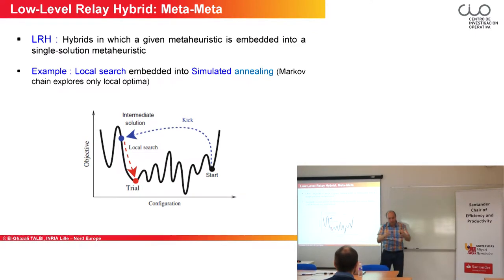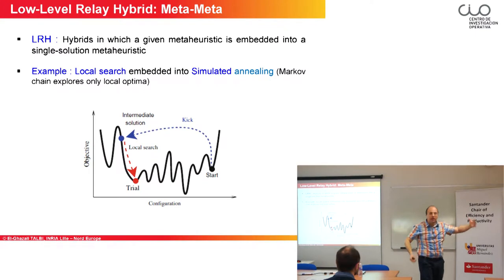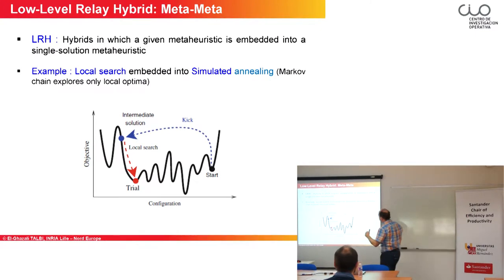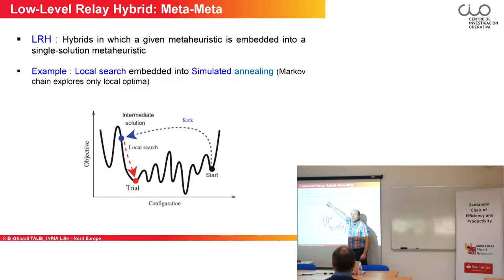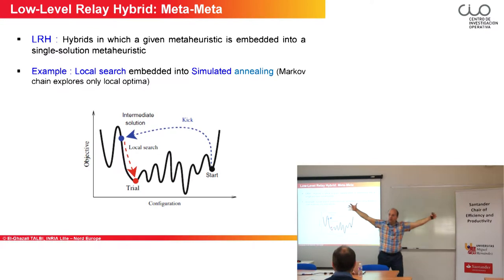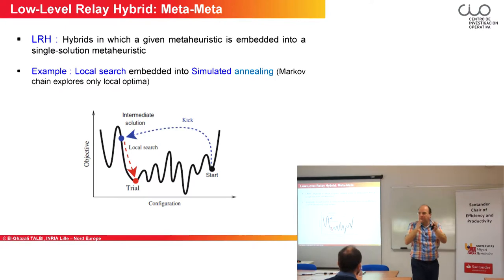Simulated annealing is a local search algorithm, okay? But the idea here is to use two different neighborhoods. Simulated annealing just explores the local optima. It will manipulate only local optima, and each time simulated annealing generates a solution, we apply local search to obtain a local optimum. It's a simple idea, but to implement it, you have to use two different neighborhoods. In simulated annealing, you use a large neighborhood, and in local search, a small neighborhood.